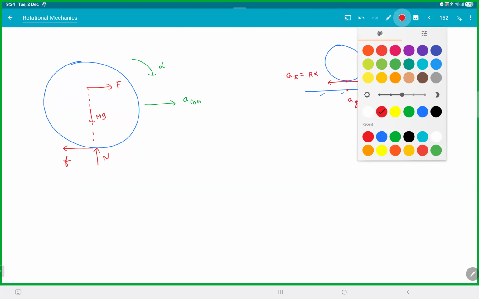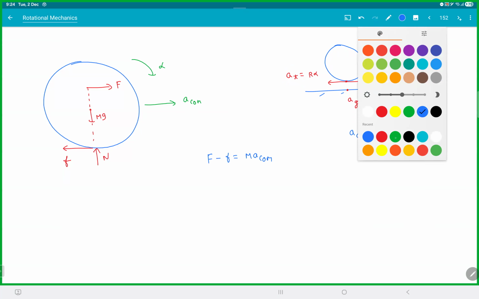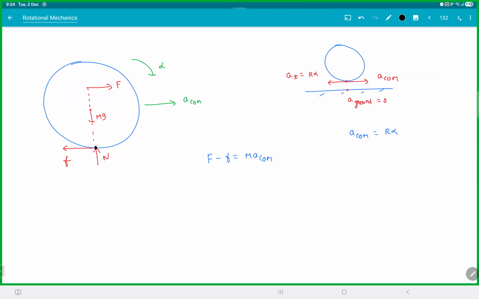Next question, you will see what happens. So a center of mass is equal to R alpha. That's your no slipping condition and the constraint. You're done. Write the force equations. F minus F is equal to ma. But whenever you have this kind of rolling motion, there is one beautiful point where it will save you time, the bottommost point.